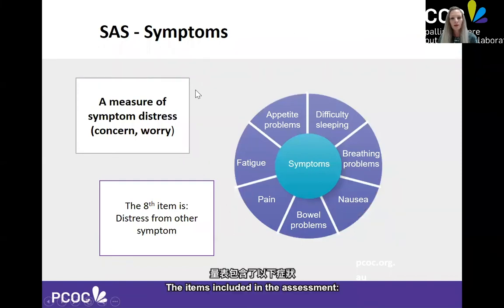The items included in the SAS: appetite problems, difficulty sleeping, breathing problems, nausea, bowel problems, pain, and fatigue. The 8th item is distress from other, and this can be added to the form, and you can add a number of different symptoms into the form if required.